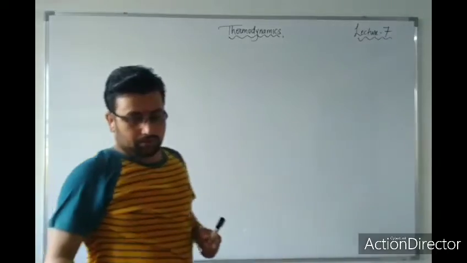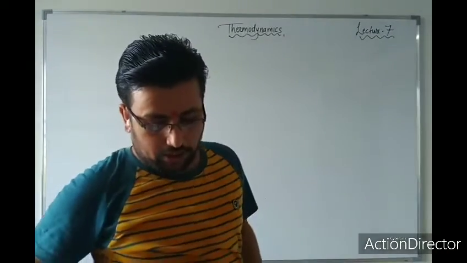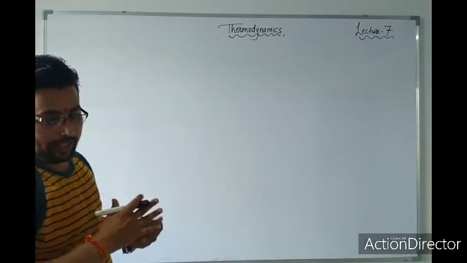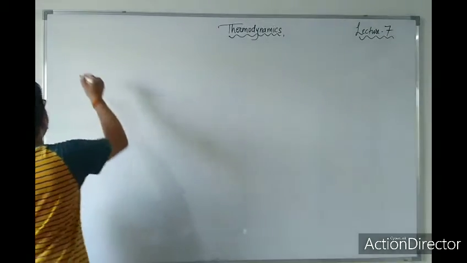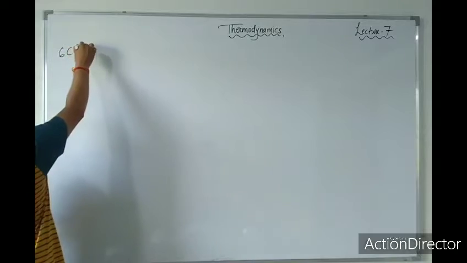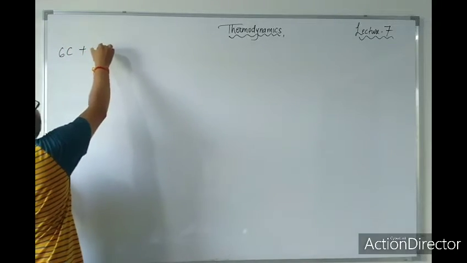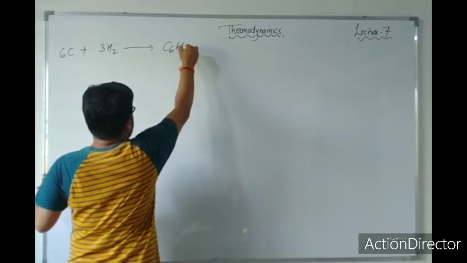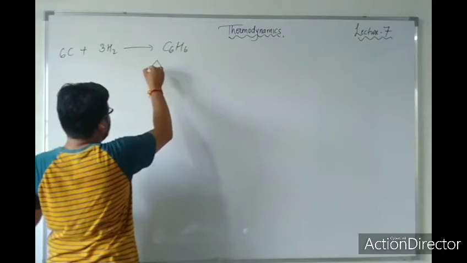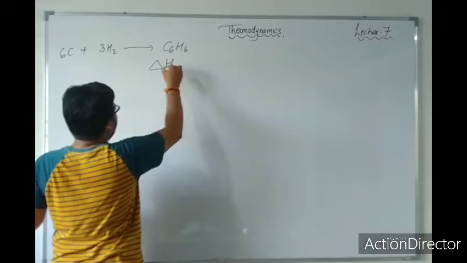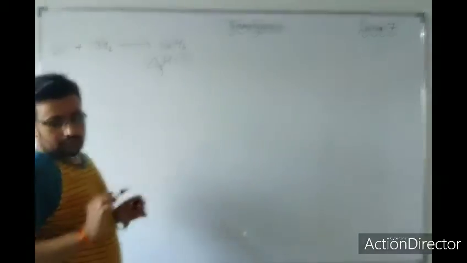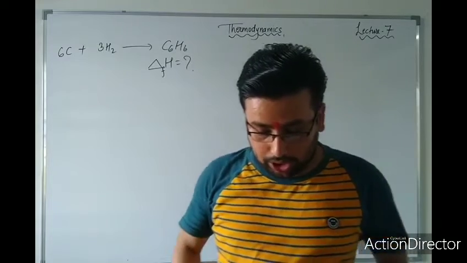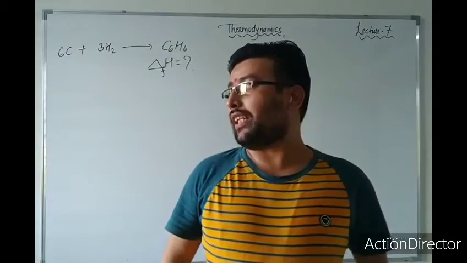First of all, we are going to find the formation reaction of benzene, how this benzene is formed. You know very well, when carbon, that is graphite, is reacted with hydrogen, it gives you C6H6. Here delta HF is equal to, this is our question, right? And the enthalpy of combustion of 1 mole of benzene is given here.